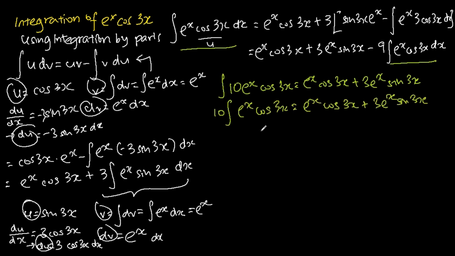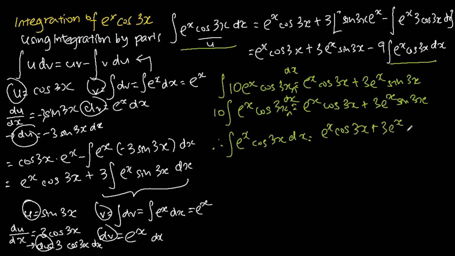Last but not least, we divide both sides by 10. So the integral of e to the power x cosine 3x dx equals e to the power x cosine 3x plus 3 times e to the power x sine 3x, all divided by 10, plus c. And this is the final answer to the integral of e to the power x cosine 3x.